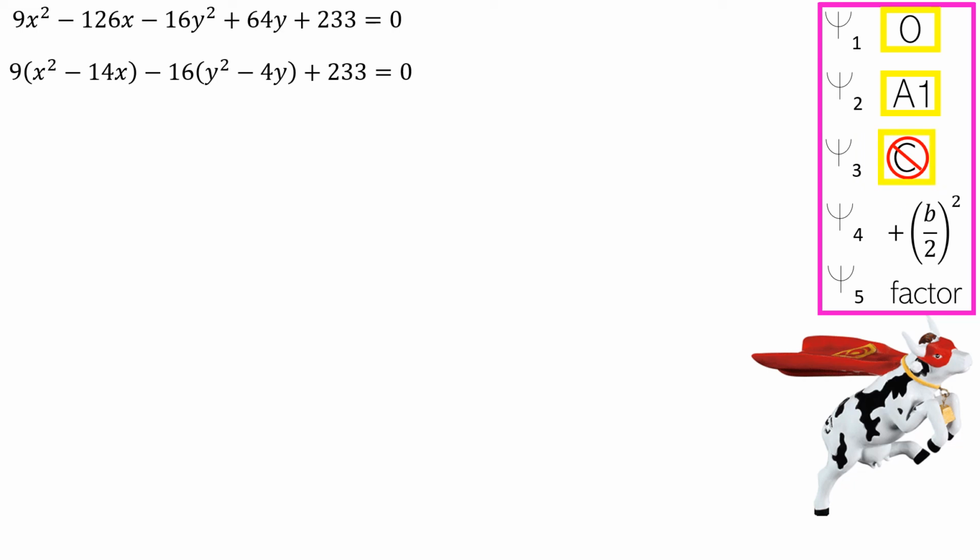Step number 3, eliminate c. So I'll subtract 233 from each side of the equation. My personal favorite step of the bunch.